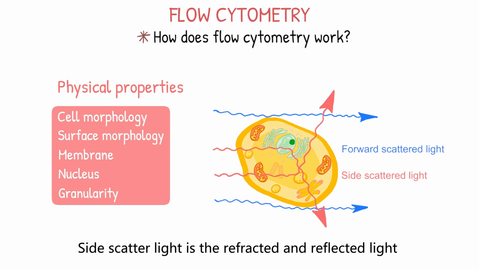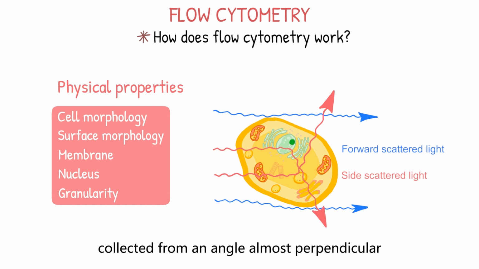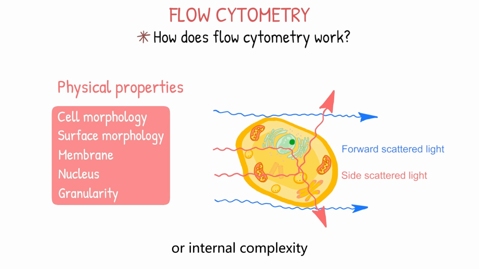Side scatter light is the refracted and reflected light collected from an angle almost perpendicular to the laser light path and is proportional to the cell size or internal complexity.